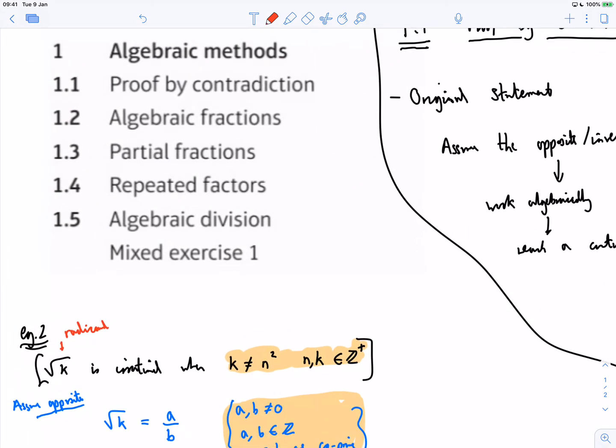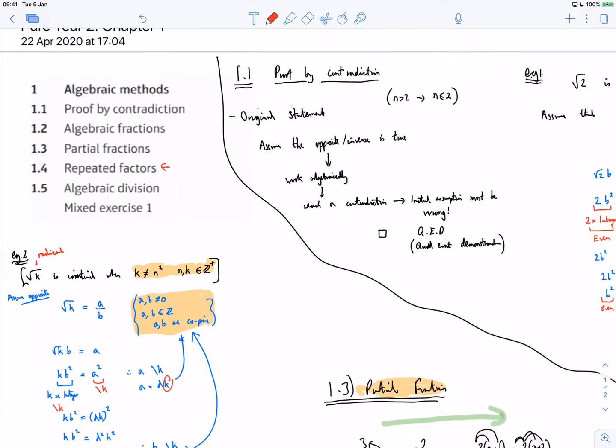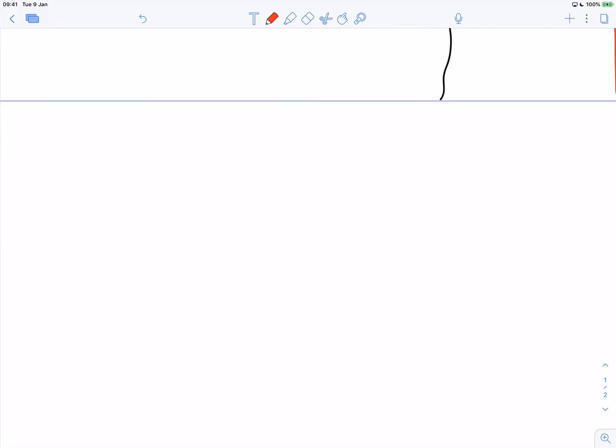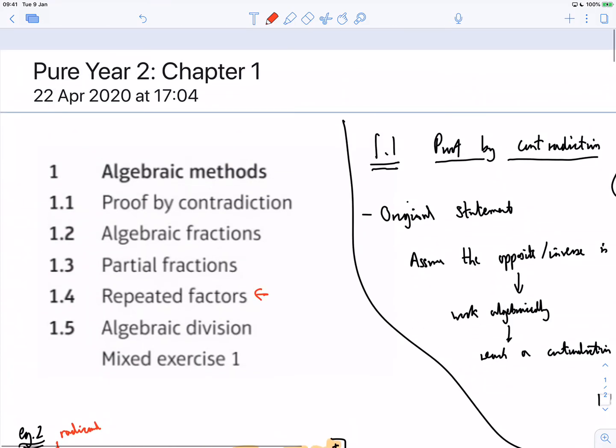Really that flows on quite nicely to when you have to do partial fractions with repeated factors. So what on earth does that mean? So was it 1.4? I've forgotten already. Yeah, 1.4. Okay, so what do I mean by repeated factors? So 1.4, partial fractions with repeated factors.